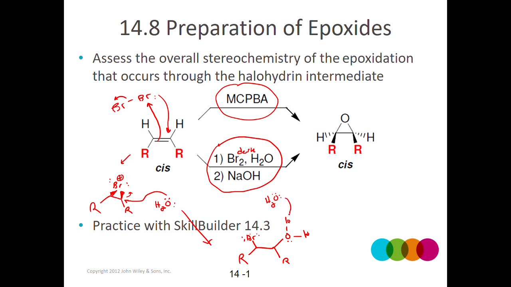Another water would pick off that proton. So really, I should draw it like this, because the Br and the OH are going to be on opposite sides stereochemically, right? Because when the bromine forms a ring, the oxygen has to come in from the opposite side spatially, because that side is already blocked by the Br.